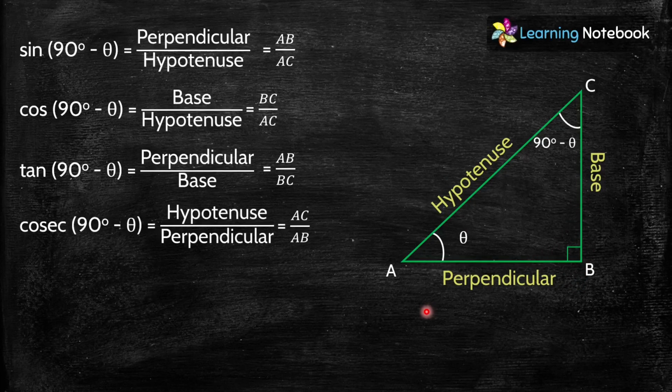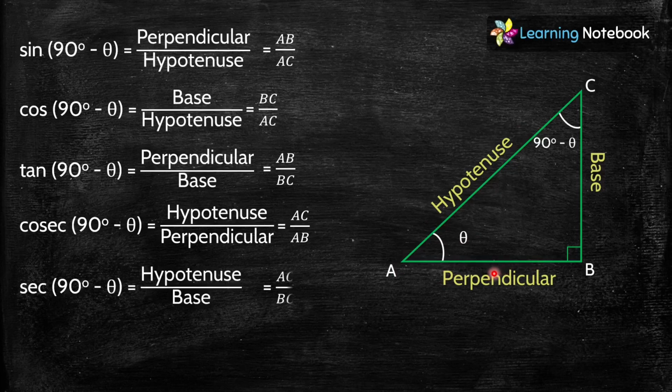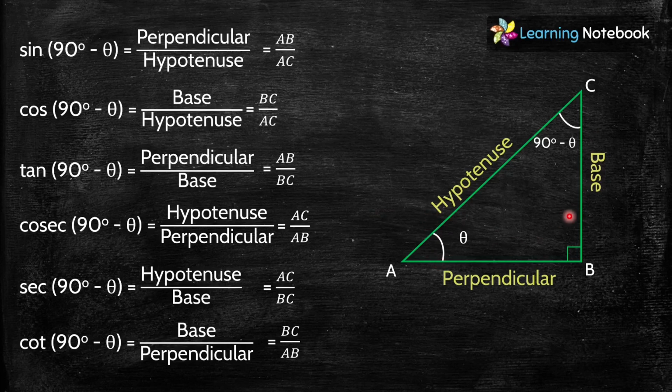Next is cosec 90 minus theta, which is equals to hypotenuse upon perpendicular, that is AC upon AB. Then we have secant 90 minus theta equals to hypotenuse upon base, that is AC upon BC. And lastly, cot 90 minus theta equals to base upon perpendicular, which is equals to BC upon AB.